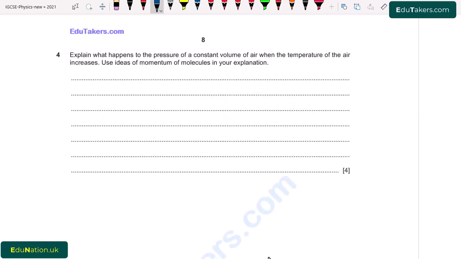Question number 4. Explain what happened to the pressure of a constant volume of air when the temperature of air increases. Use idea of the momentum of molecules in your explanation. So here temperature increases and we have to tell what happened to the pressure when the volume is constant. So first of all, when we increase the temperature, what will be the effect on pressure?